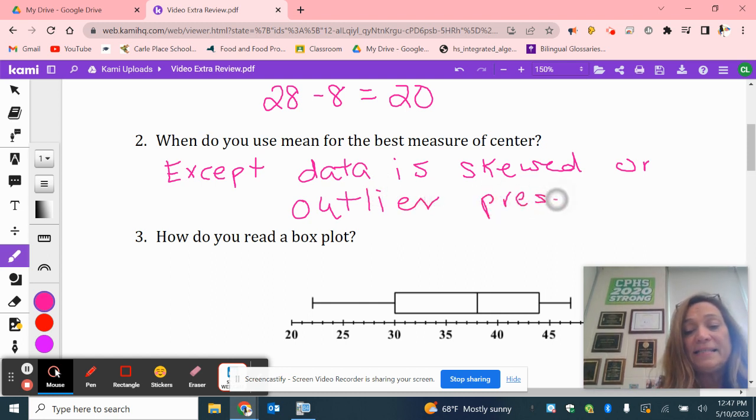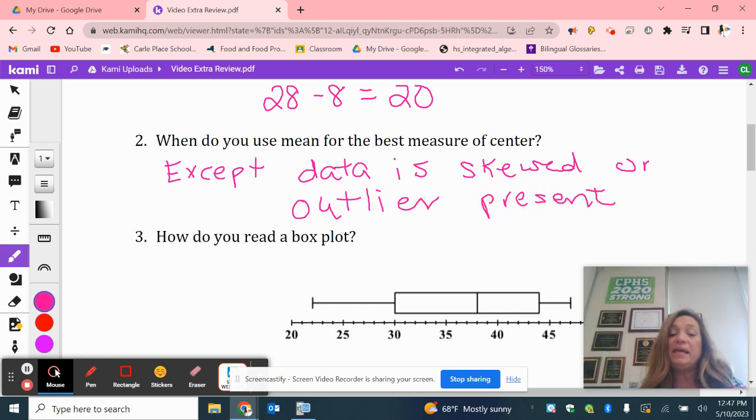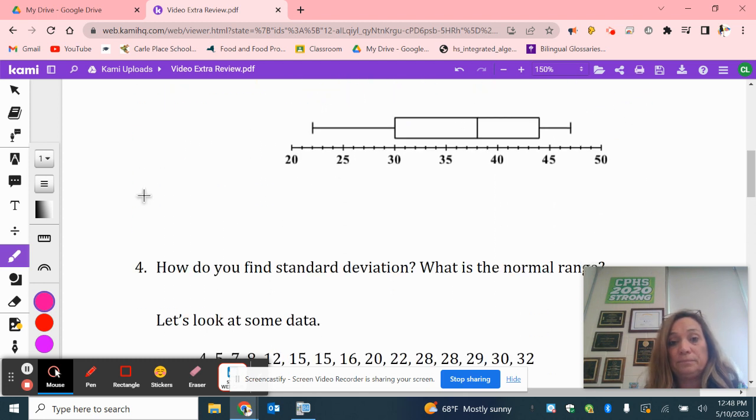So what I like to say is that the mean is where we want to go. The mean is the average. We use that all the time in school, and that's really what people look for. But that mean is sensitive to any type of skewing or outliers. So when that happens, the mean changes and it doesn't truly represent what's going on. So if the data is skewed or there is an outlier, it would be better to choose the median to represent the data.